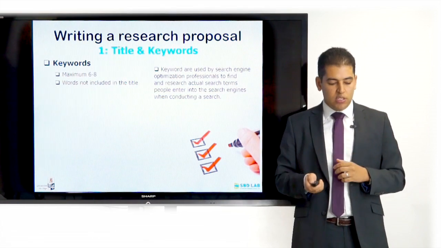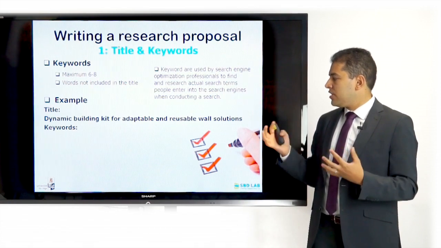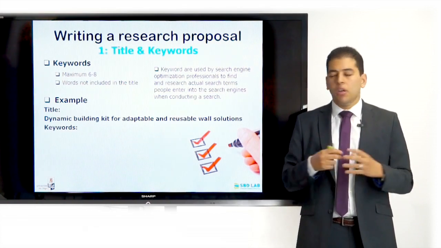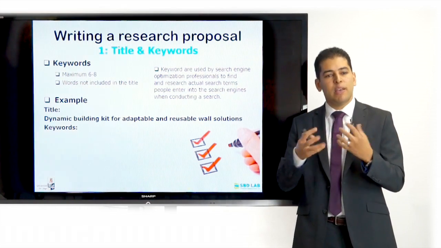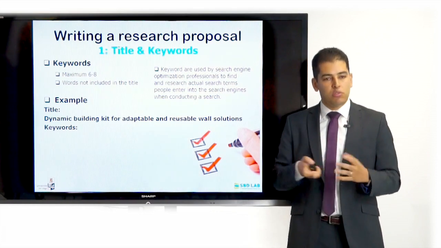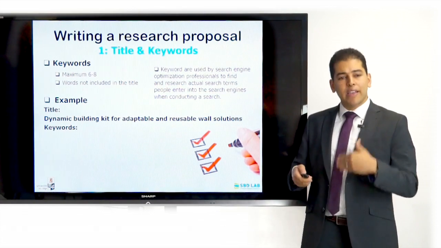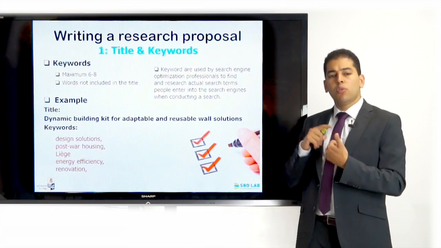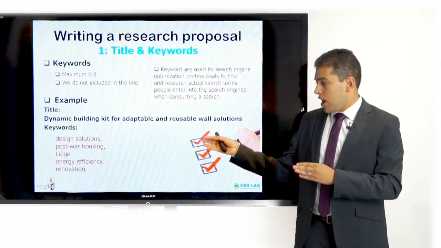So let me give you an example. The topic of my research is called Dynamic Building Kit for Adaptable and Reusable Wall Solutions. That's the title. The title is talking about developing a building kit that could be adaptable, that could be assembled and disassembled for materials or building components that could be reused, okay? And specifically on walls. This is the title and I understand it like that. Well, I can add to that some keywords. These keywords can help me to describe more. I can say that I'm talking about design solutions. I'm talking specifically on post-war housing.